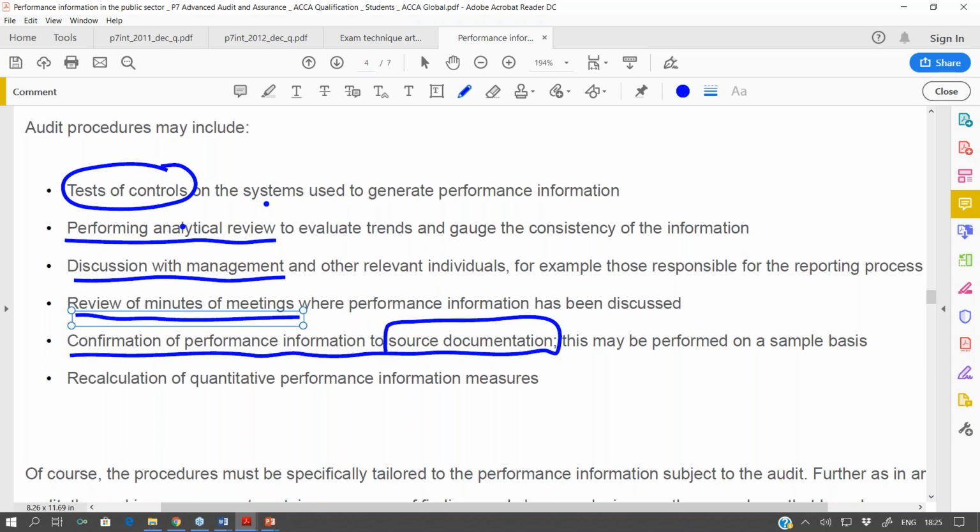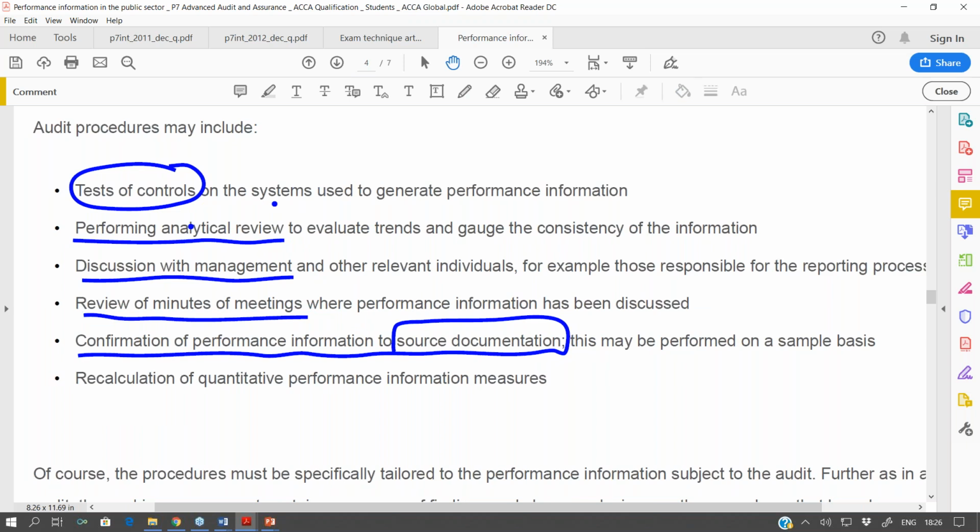Source document. How many times when we are writing a procedure, we try to confirm things from a source document, like review the fixed asset register. Fixed asset register is a source document. Review the cash book. Cash book is a source document. Review the bank statement. The bank statement is a source document. Review the grant agreement. The grant agreement is a source document. So we try to review the source document, right? So examiner is saying even checking the source document is a procedure. And then finally, examiner says recalculation.